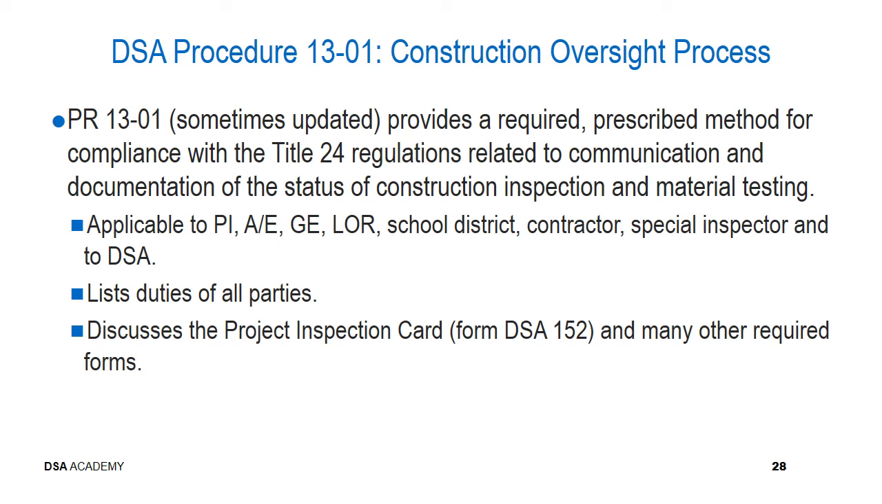Regarding our PR 1301, which provides the construction oversight procedure, this is occasionally updated, and it provides the required and prescribed method for compliance with the Title 24 regulations that are related to communicating and documenting the status of construction, inspection, and material testing for a given project within DSA's jurisdiction. It is applicable for project inspectors as well as design professionals, testing personnel, special inspectors, the school district, contractor, and so on, as well as DSA.